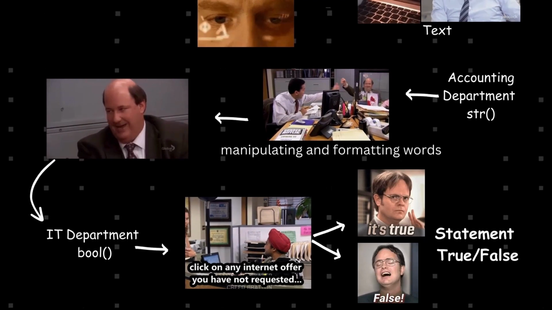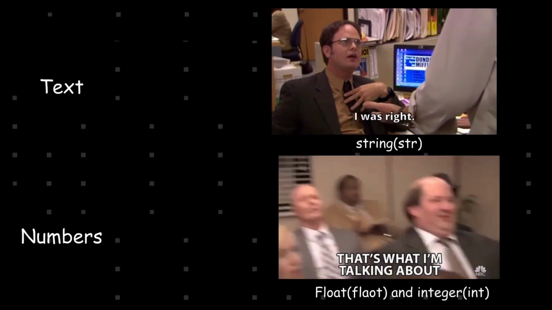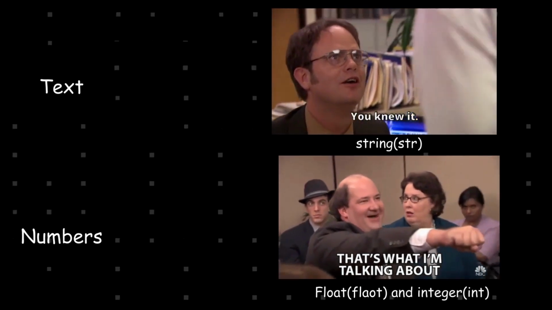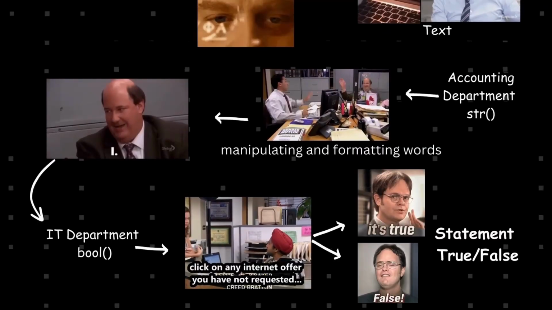To summarize, in code involving text, we consult the accounting department. For numbers, we turn to the sales department. And when dealing with true-false values, we rely on the IT department. That's it for this video. If you didn't understand, don't worry, because as you learn more, you will get better at it.